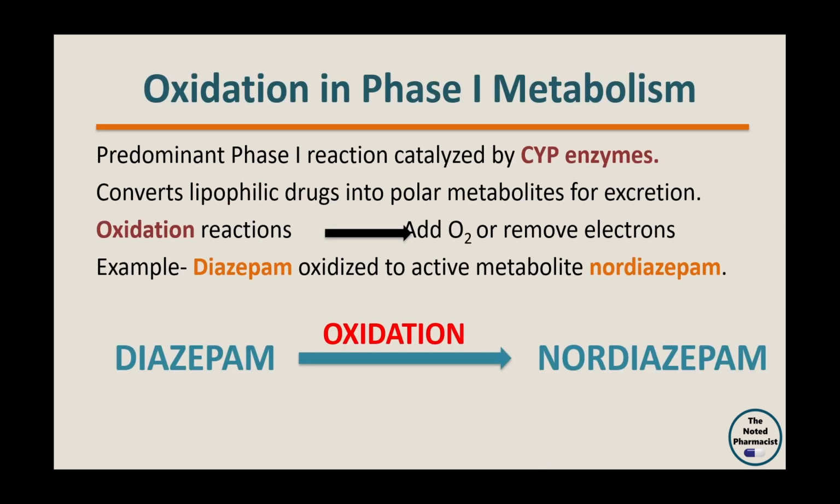Oxidation, the predominant phase 1 reaction, is primarily catalyzed by cytochrome P450 (CYP) enzymes, which modify lipophilic drugs into more polar metabolites for excretion. Oxidation reactions chemically alter drugs by adding oxygen or removing electrons, increasing their polarity for easier excretion. For example, the sedative diazepam undergoes oxidation to form nordiazepam, an active metabolite.